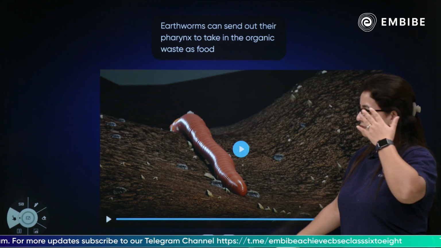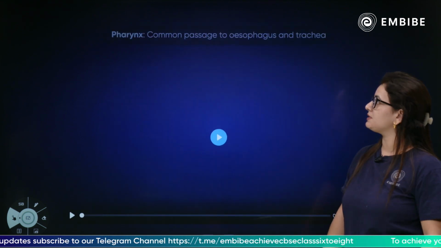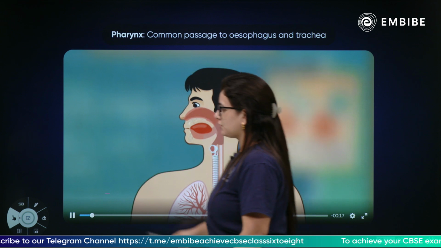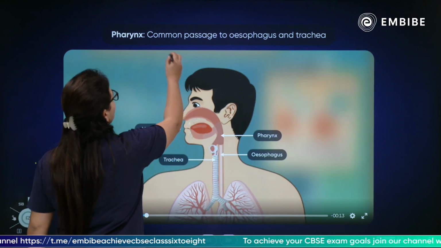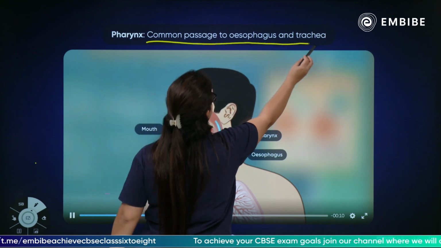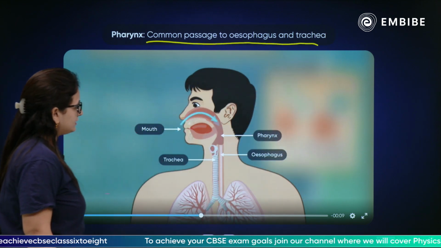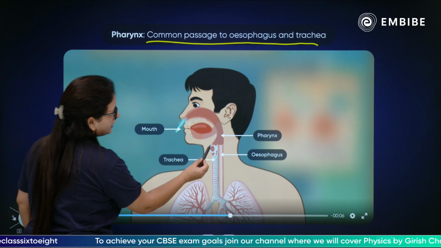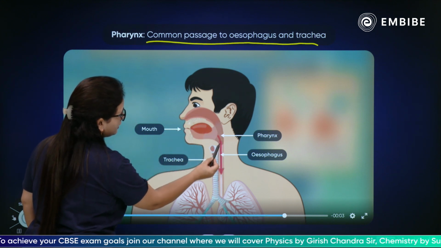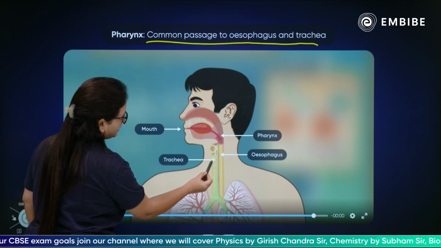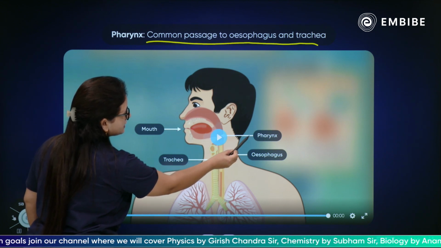After your nasal cavity, what comes in? The pharynx comes in. What is a pharynx, children? Talking about the pharynx in detail, it is a common passage to the esophagus and trachea. Can you see this? This is your mouth, this is your air, this is your esophagus, and this is your trachea. And this is your pharynx.